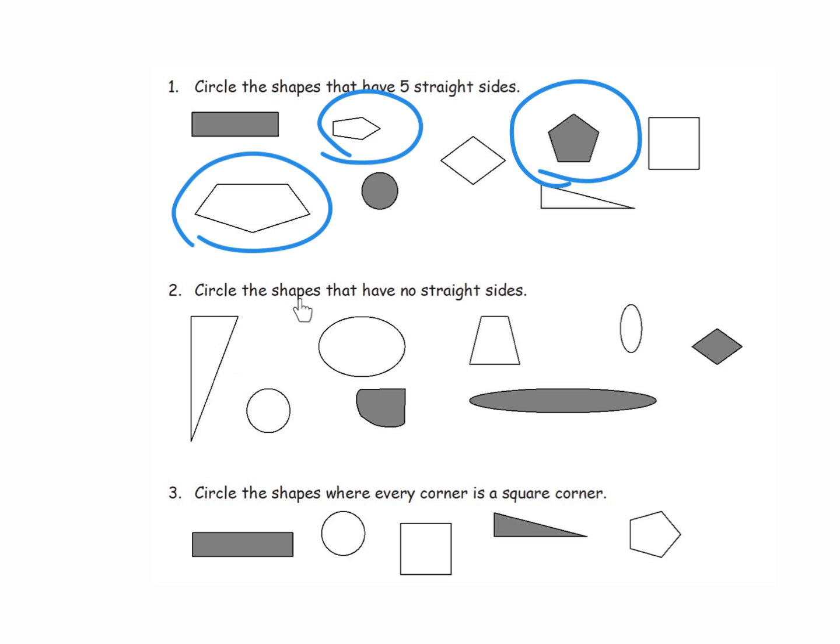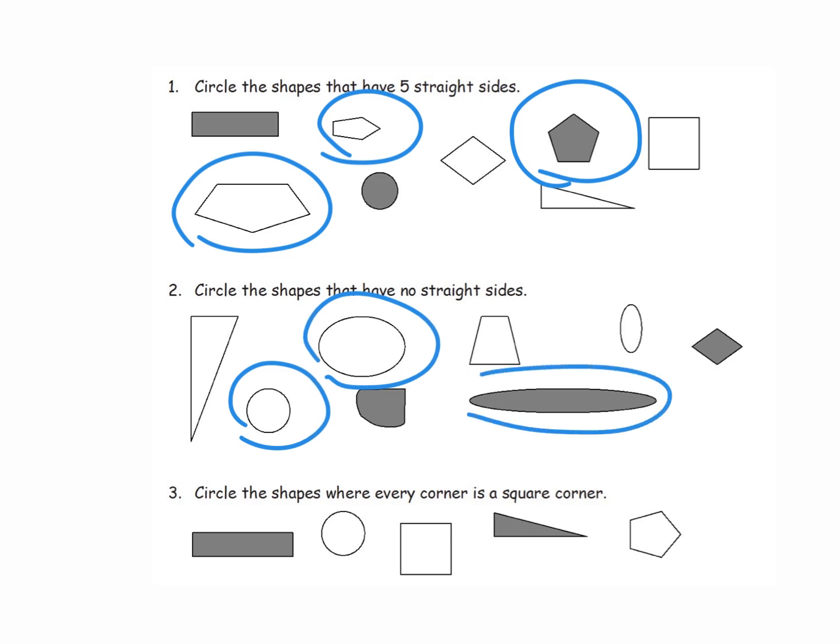For the next one, we're going to circle the shapes that have no straight sides. This one has straight sides. This one looks like it has at least 2 straight sides. This one has straight sides. So we would circle the others. No straight sides here, here, and here.